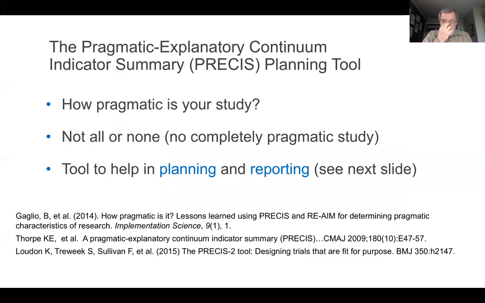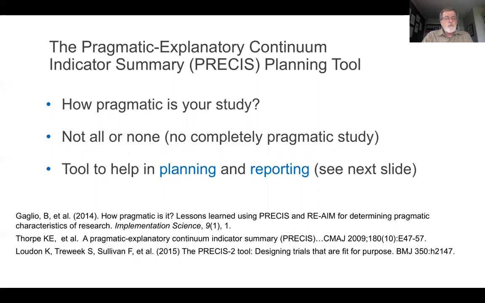So in terms of reporting, we like to recommend considering what's called the PRECIS tool for planning and reporting, called the Pragmatic Explanatory Continuum Indicator Summary. Because that's such a mouthful, we usually refer to it as PRECIS here. And its goal is to help you think about how pragmatic your study is.